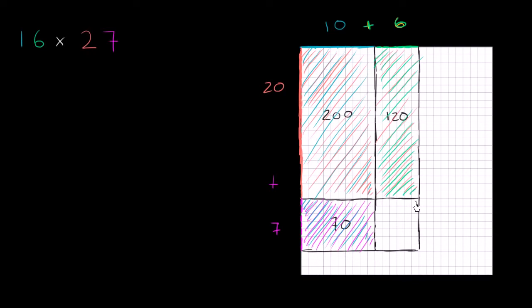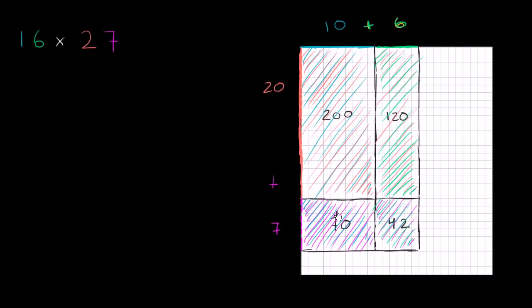It's 7 high, and it's 6 wide. So it's going to be 7 times 6, or 42 square units of area. And let me color it in. So I got some magenta in there, and then I got some green in there.